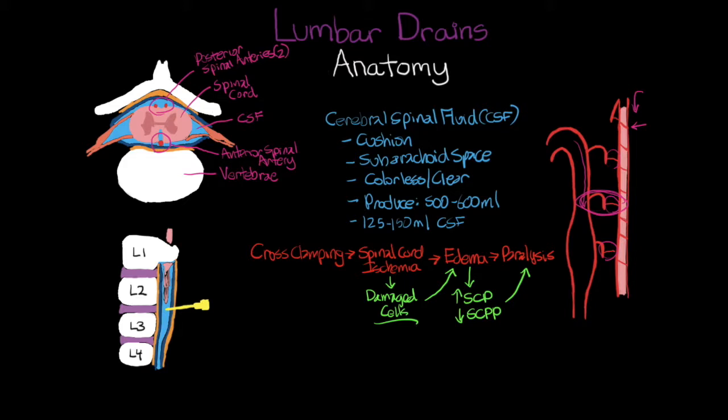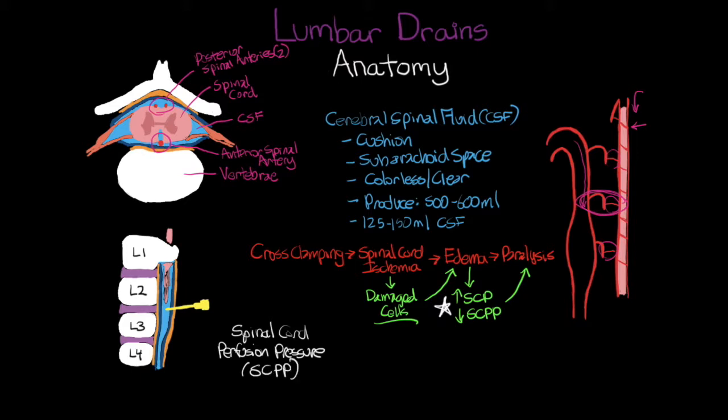Alright, so since we introduced these two terms over here, our spinal cord pressure and our spinal cord perfusion pressure, let's go ahead and talk about those a little bit because they are really the key to understanding what is going on here. So the most important of these two values is what we call our spinal cord perfusion pressure, and this we will see abbreviated as SCPP.